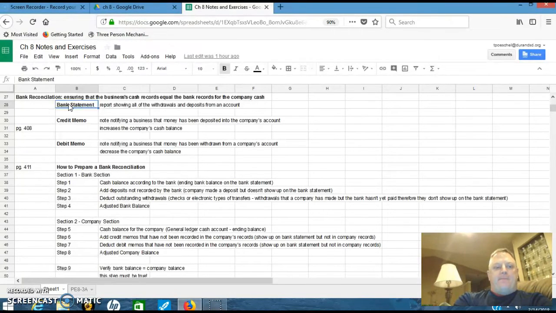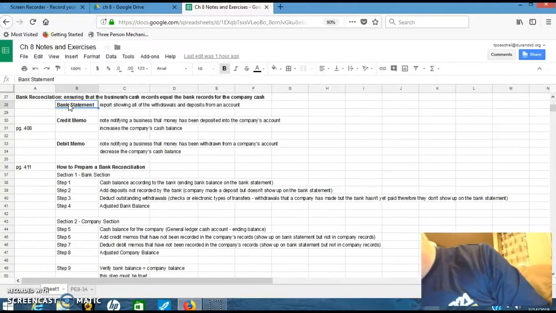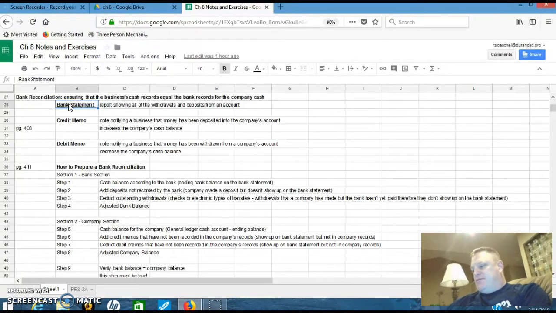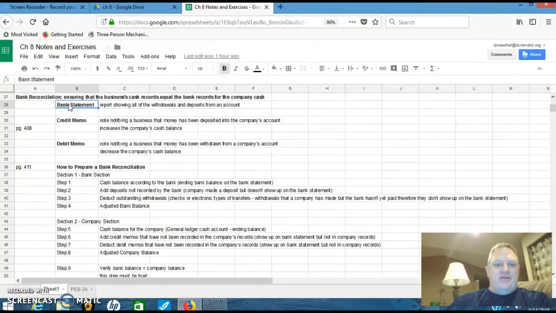On page 408, turn to page 408, there's some important terms here that we need to talk about. And the first term is what's called a credit memo. Basically, a credit memo is notifying a business that money's been deposited into the company's account.